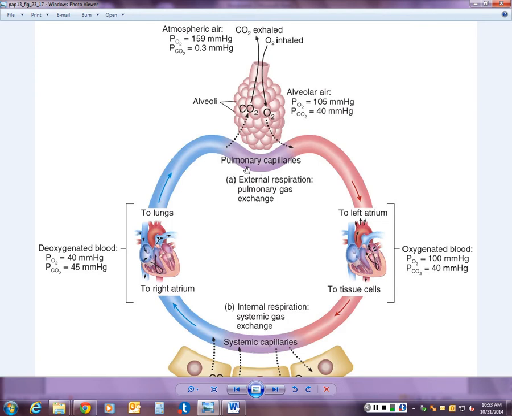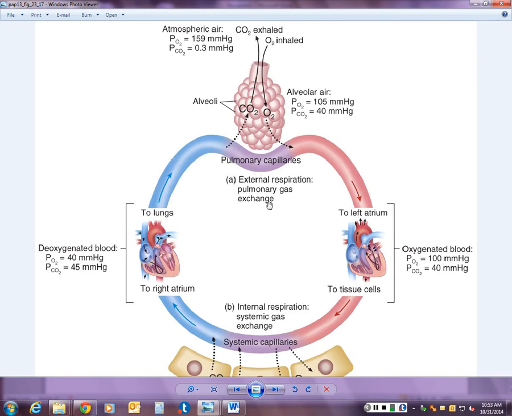We'll see the same scenario of movement play out from higher to lower partial pressure when it comes to carbon dioxide, but in the reverse direction. If we look at the partial pressure of carbon dioxide in deoxygenated blood, it's going to be around 45 millimeters of mercury. However, if we look at the partial pressure of carbon dioxide in alveolar air, it's around 40. Once again, carbon dioxide is going to go from where the partial pressure is higher to where the partial pressure is lower, and ultimately enter the alveolus, and it will be exhaled out.